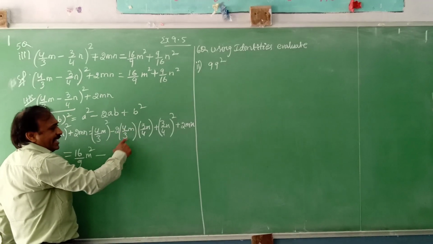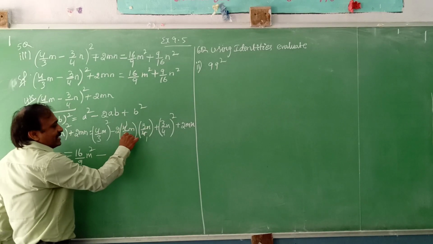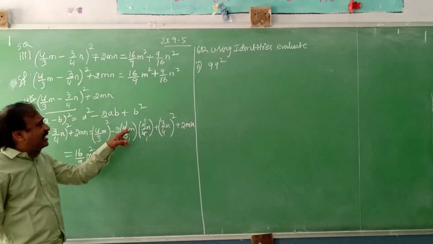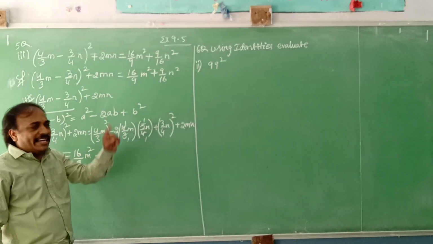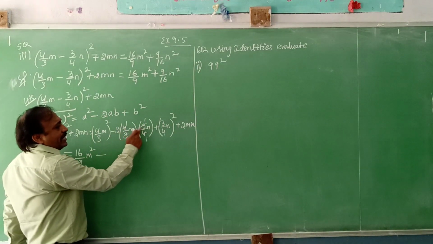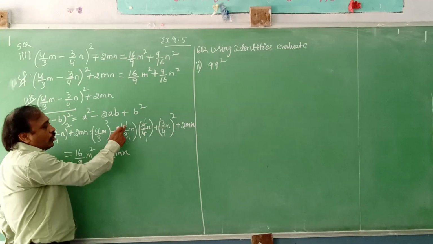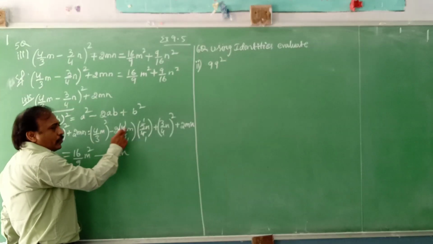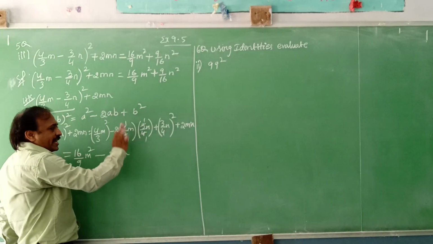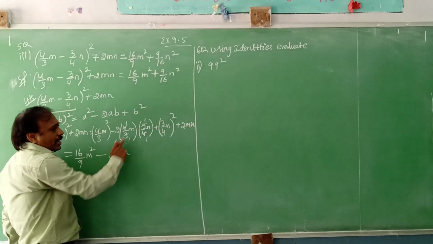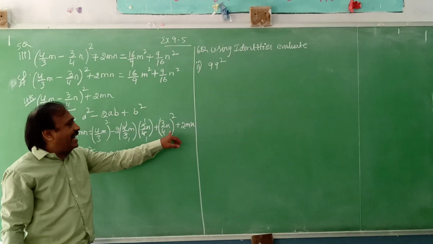So minus, you observe here, can we cancel 2 into 4 by 3m into 3 by 4n? Here 4 cancels with 4, and 3 cancels with 3, and what is left over? 2 into m into n, that is 2mn. Is it clear? Did you understand here? Left over is 2 into 1, 2 again. Minus is there, minus 2mn. Plus, now you see 3 by 4n whole square.